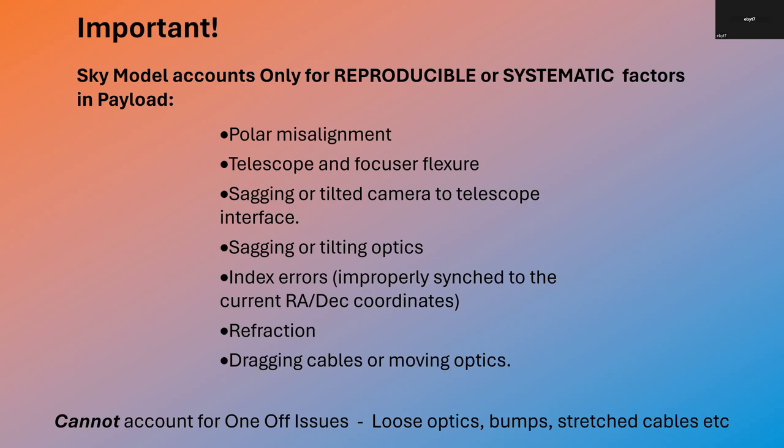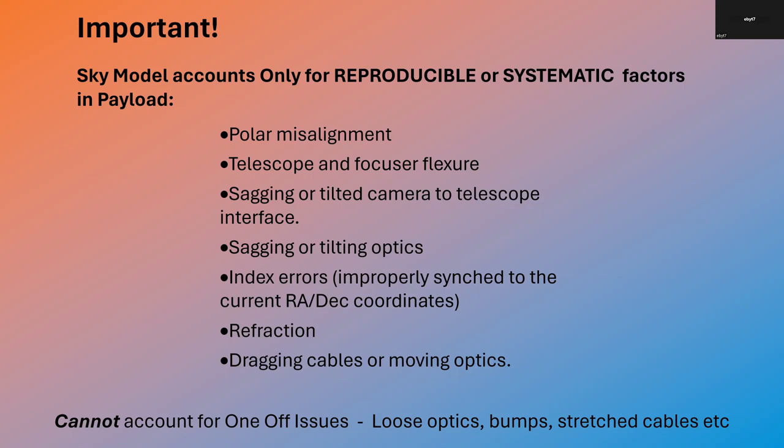So things like polar misalignment, flexure, sagging, tilting of equipment, optics not being quite stable, refraction that we talked about, and things like dragging cables and so forth are all inputs to a model. Those result in flexure and movement of your equipment, which is then sensed by your optics, your camera. And that information is recorded in the mapping process, and it has to be accounted for. It has to be compensated for in your model to assure the highest degree of accuracy.